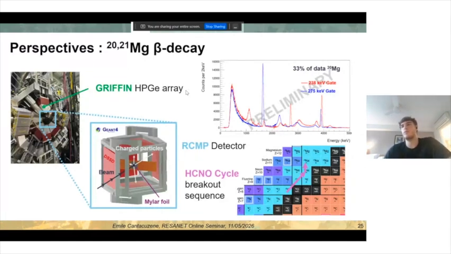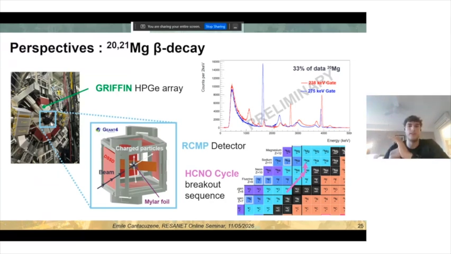This is mostly what I'm doing now for my postdoc. I'm still doing beta-decay, but this time I'm at the other side of the nuclear chart, on the proton-rich side and lower mass, and I'm looking at beta followed by particle emission as well. But this time it's either proton emission or alpha. The way we do this is we have a cube called the RCMP detector, which is there to detect charged particles.